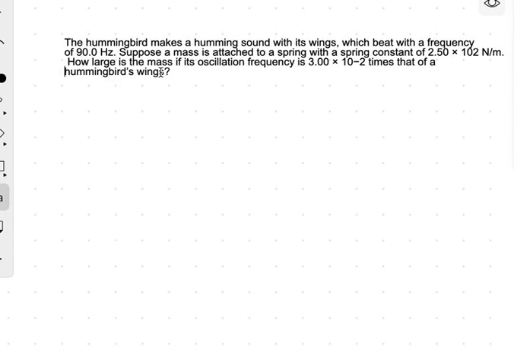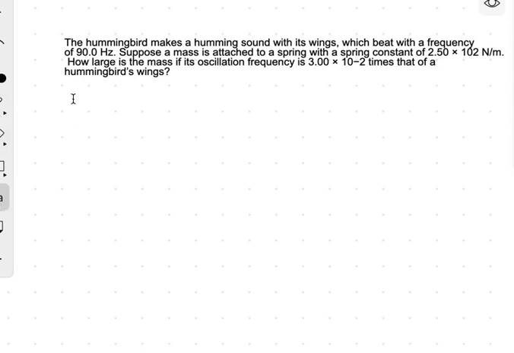Okay, so this question says, the hummingbird makes a humming sound with its wings, which beat with a frequency of 90 hertz. Suppose that a mass is attached to a spring with a spring constant of 2.5 times 10 to the power of 2 newtons per meter. How large is this mass if its oscillation frequency is 3 times 10 to the power of negative 2 times that of the hummingbird's wings?